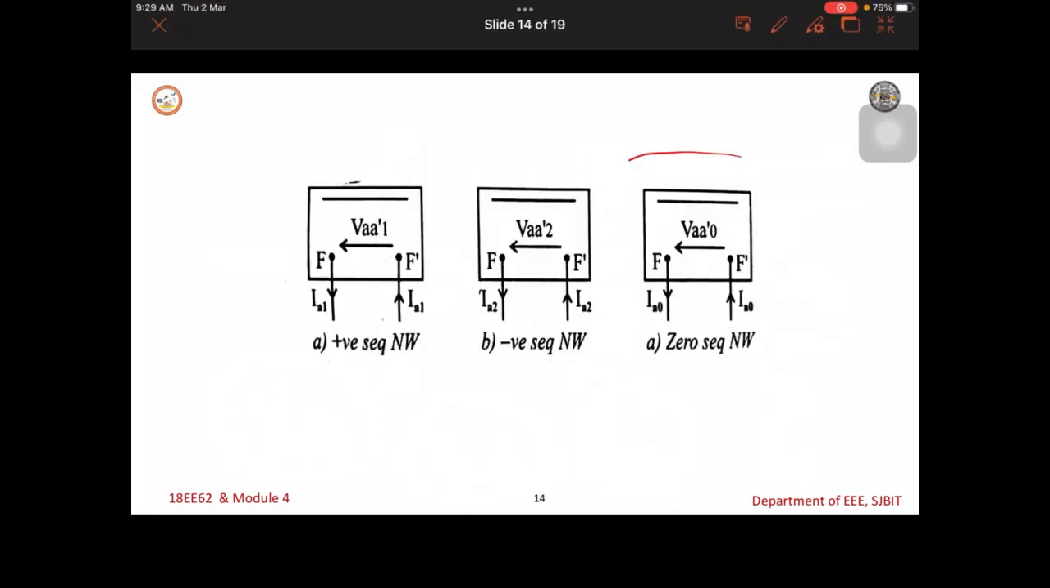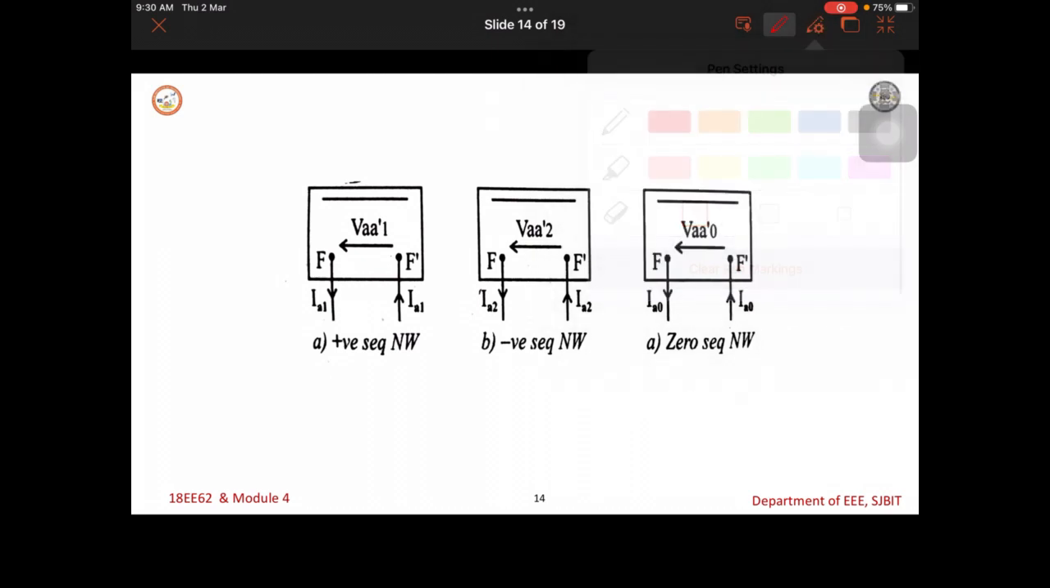And the sequence networks for positive sequence, negative sequence and zero sequence you can write like this. So, same, but the parameters are different. Here positive sequence, negative sequence, zero sequence, and IA1, IA2 and IA0. So, almost it is the same.